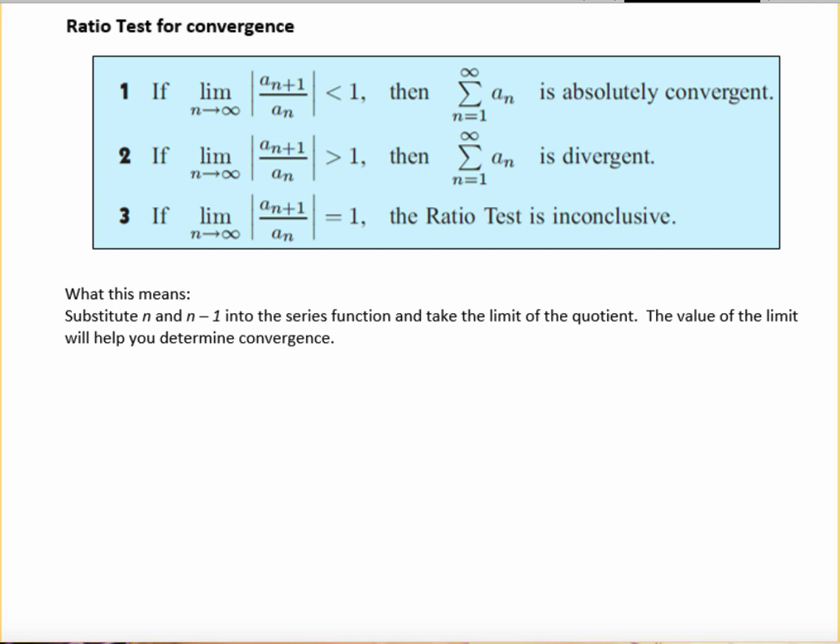Awesome. If it's greater than 1, then it's divergent. Now, if it equals 1, then the ratio test is inconclusive and you're going to have to try another test. I hate getting 1 when I use the ratio test, because then I have to try something else. But it's fantastic for these other two cases. So basically, it's just substituting in an n and an n plus 1 into the series function, and then you're going to take the limit of the quotient. The value of the limit is going to help you determine the convergence.